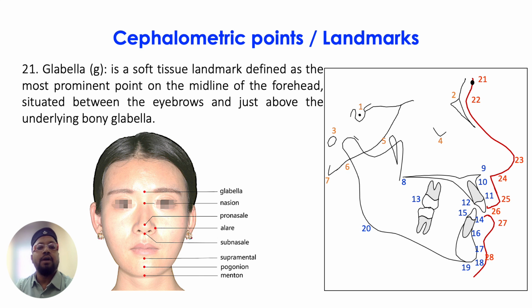Cephalometric points, hard tissue landmarks are discussed. Now the soft tissue landmarks. Number 1, glabella, marked 21. Soft tissue landmark defined as the most prominent point on the midline of the forehead, situated between the eyebrows and just above the underlying bony glabella. So here you can see it is crystal clear, marked with 21.